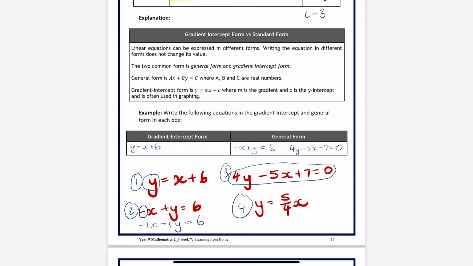Lastly, y equals 5/4x. There's only a coefficient in front of x and no coefficient in front of y other than 1. Y is the subject, so this is gradient intercept form. When identifying between the two, if y is the subject, it is gradient intercept. If y isn't the subject and there are coefficients in front of y, then we have general form.